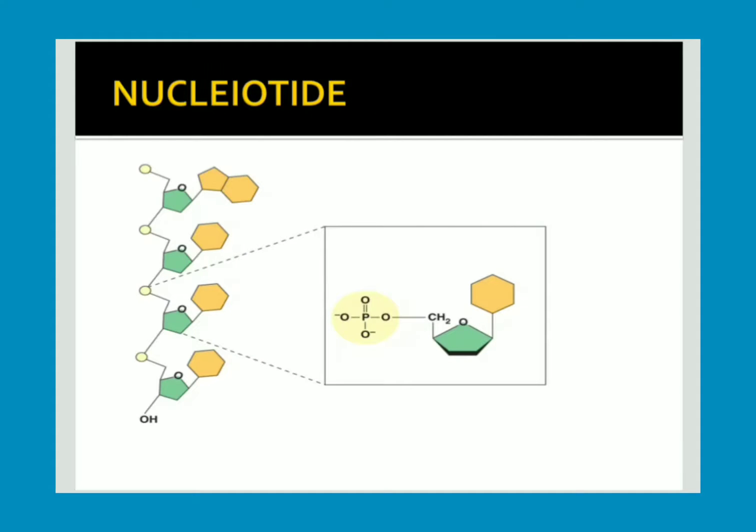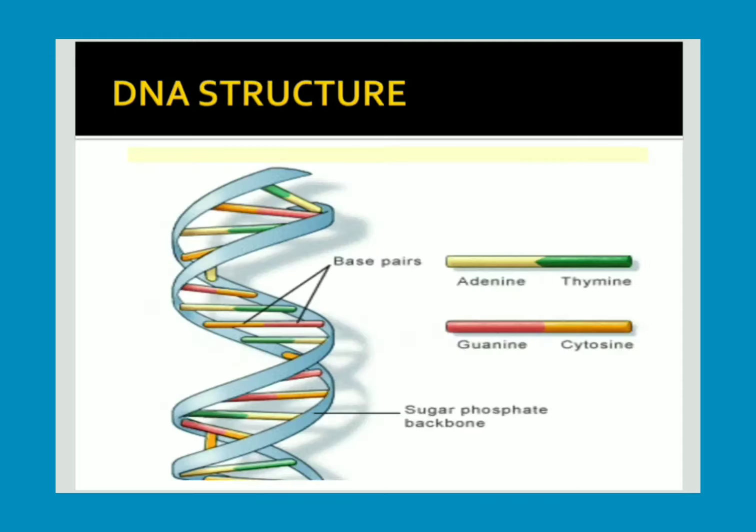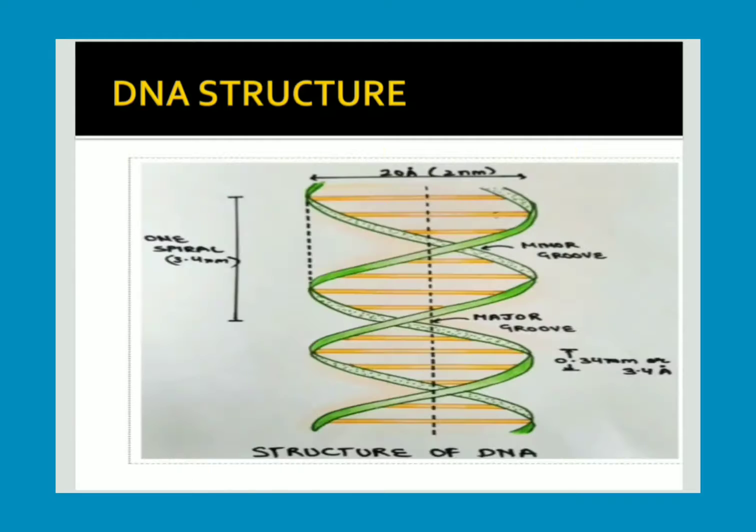So here this is a nucleotide. The backbone is formed by the sugar and the phosphate, whereas at the center the two strands are bound together with the help of nitrogen bases. Adenine always binds with thymine with the help of 2 hydrogen bonds, and guanine always binds with cytosine with the help of 3 hydrogen bonds. They give the stability, but the backbone is formed by the phosphate as well as the sugar molecule. So here you can see the double helical structure with the 2 strands.